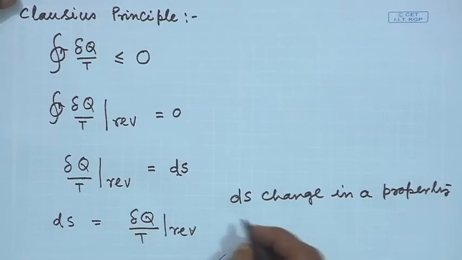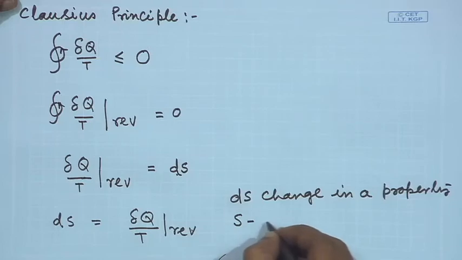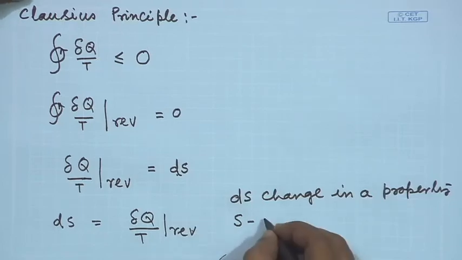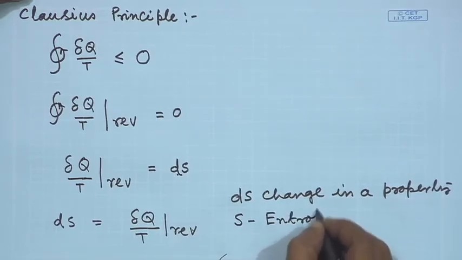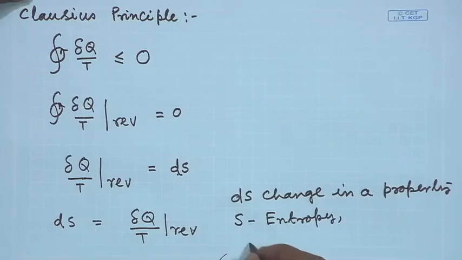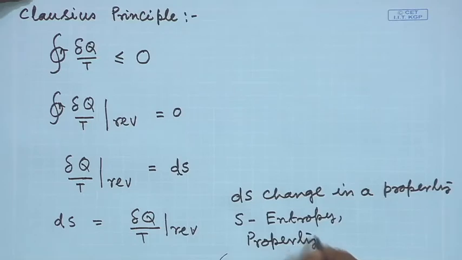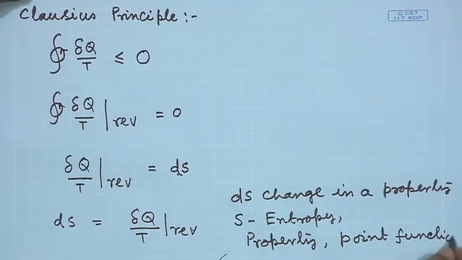So, let me introduce S. A new property is being introduced, we call it entropy. So, this is a property, this is a point function, and more correctly this is an extensive property.